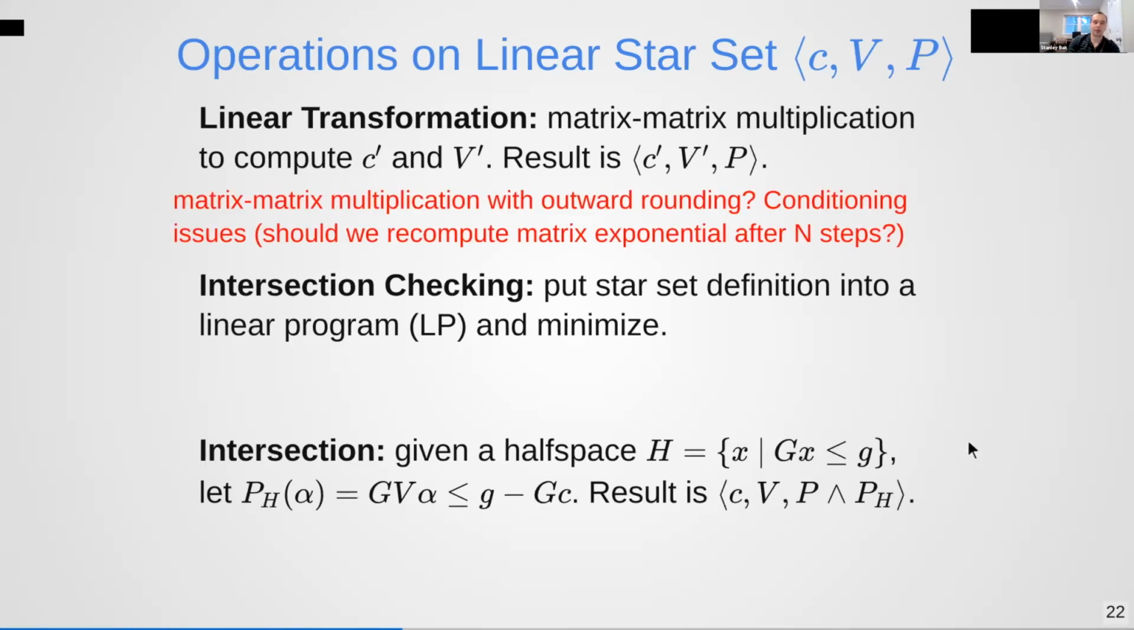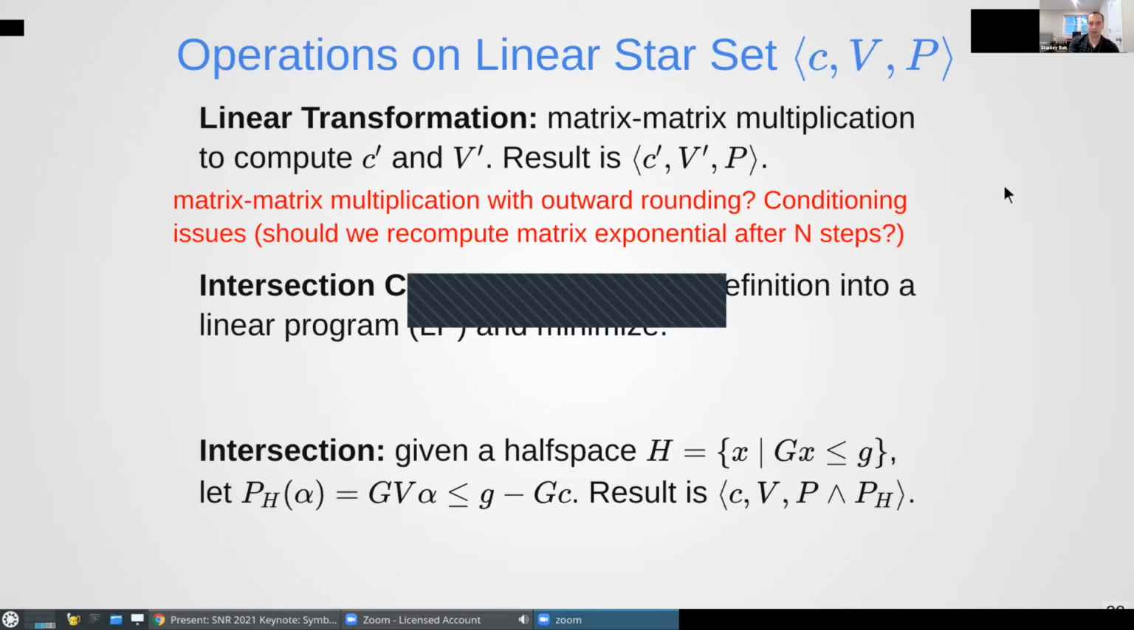But there are symbolic and numeric concerns for each of these operations, right? If you're doing matrix multiplication, most tools are doing this numerically, so maybe you want to do this with outward rounding. There may be conditioning issues if you have to do this repeatedly. Maybe you want to recompute the matrix exponential after a certain number of steps instead of just continuously multiplying by a matrix.